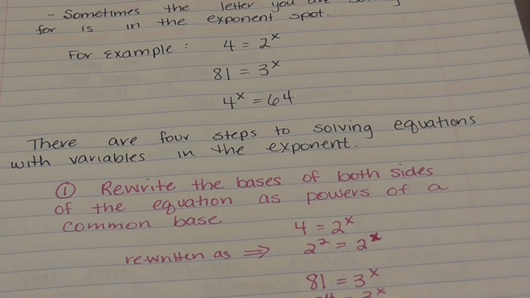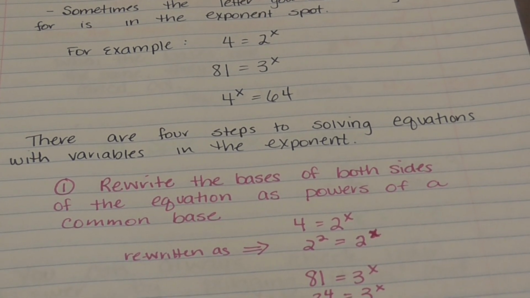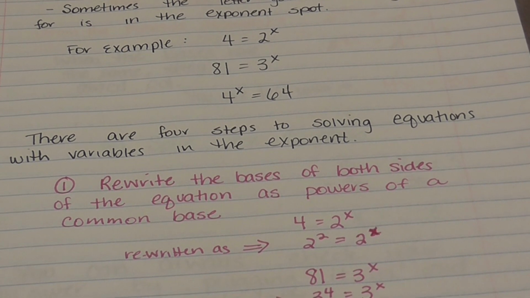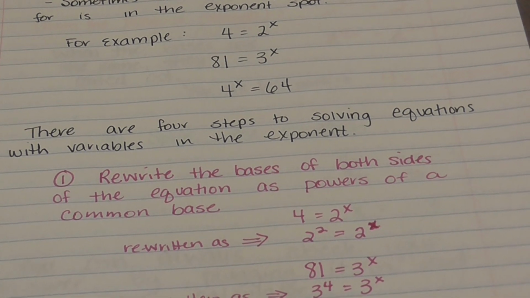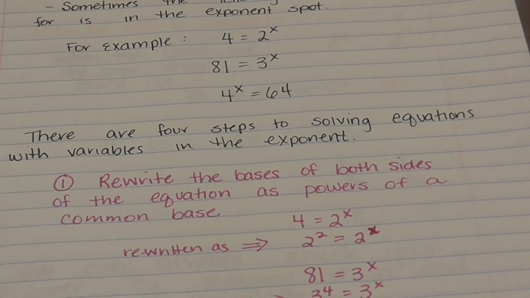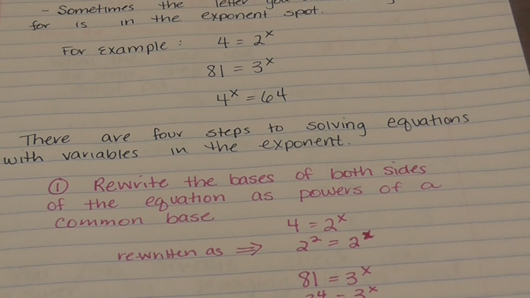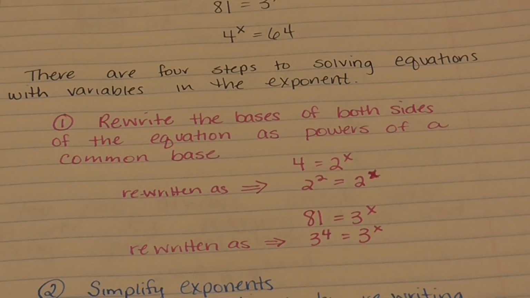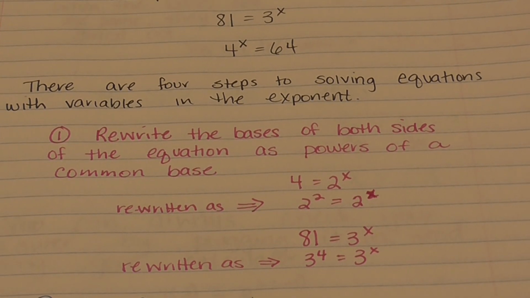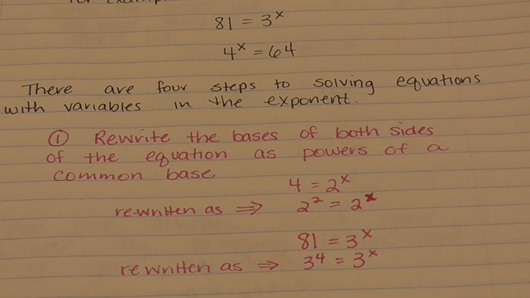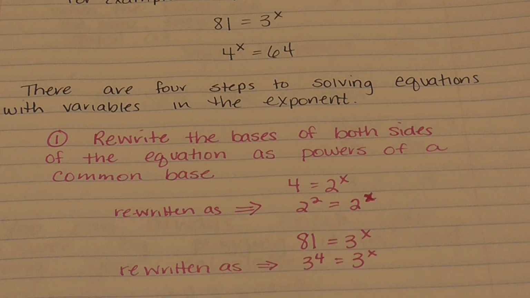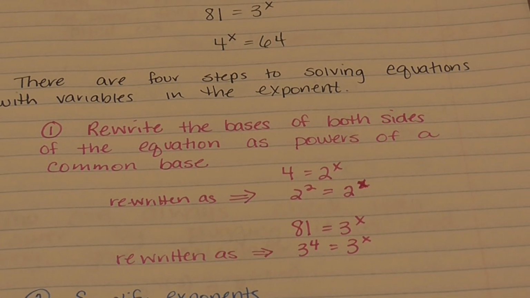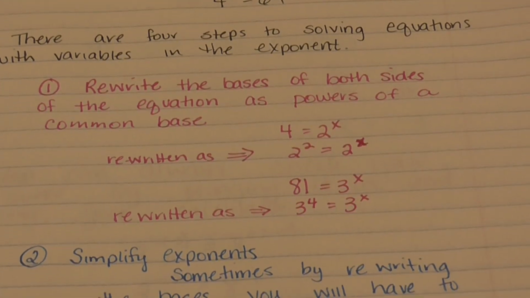So for example, when you have 4 equals 2 to the x power, you're going to rewrite the 4 as 2 squared, and you're going to leave 2 to the x power the same. The bases are now the same, they both have a base of 2. When you've got 81 equals 3 to the x power, 81 is the same as 3 to the 4th power. So 3 to the 4th will equal 3 to the x. Step 1 is simply rewriting.